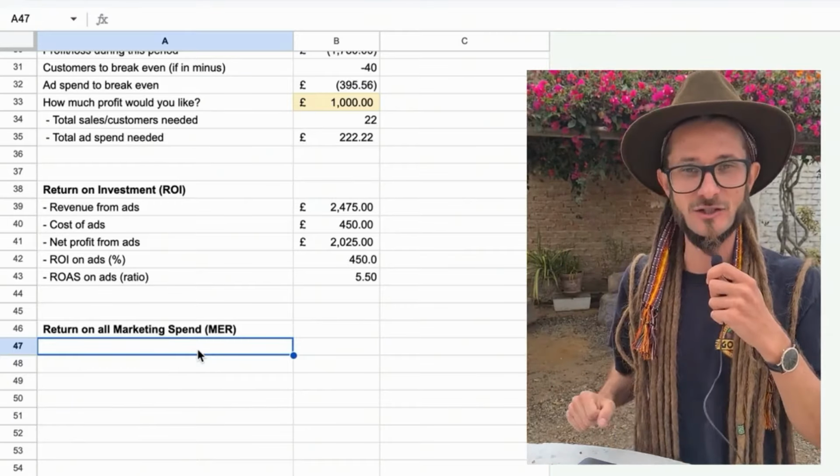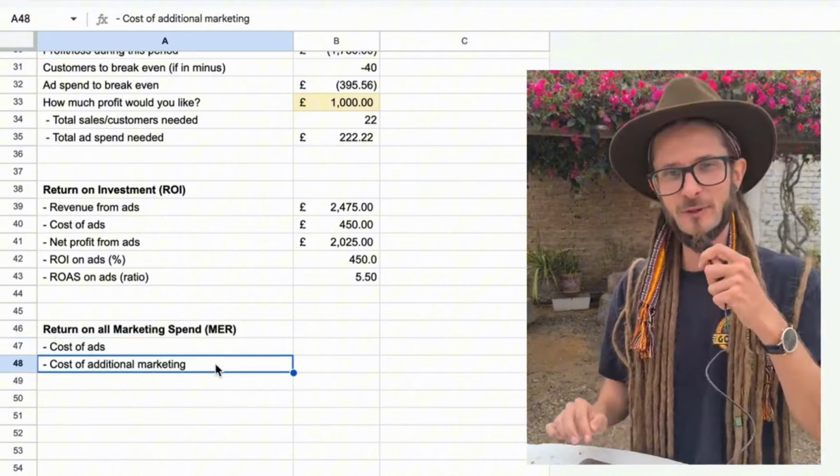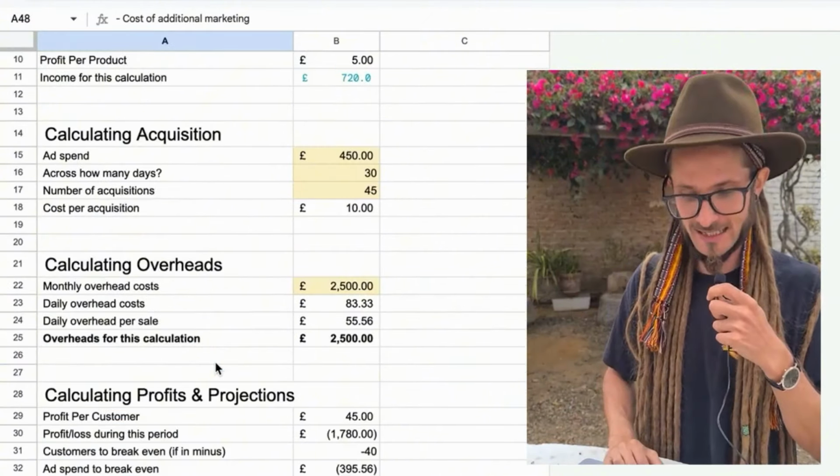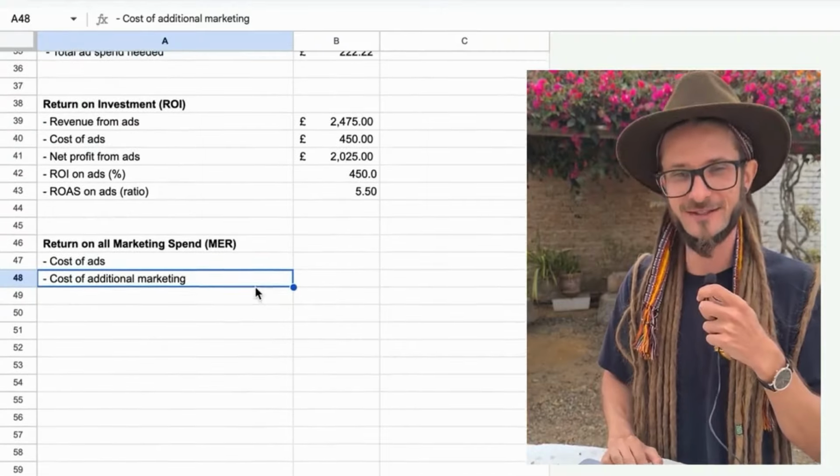Okay, so if we consider this, we know exactly the efforts of our marketing and the efforts of our ads as a standalone ratio. So the first thing that we look at is the cost of the ads. Then we look at the cost of the additional marketing. This is something that you'll have to add in. You could add it in at the acquisition cost, but I've added it in here for now.